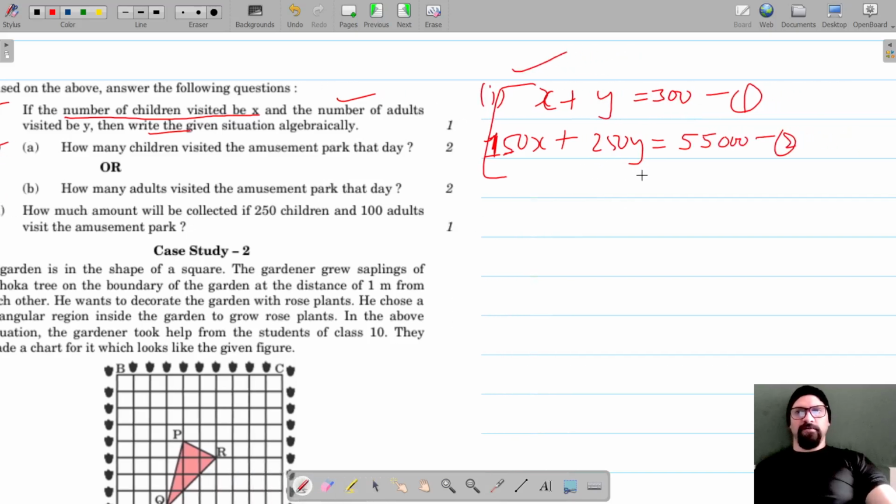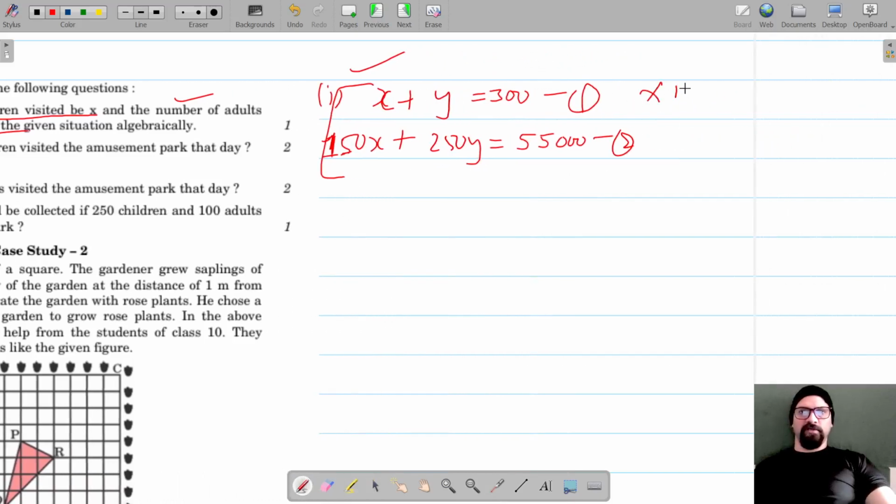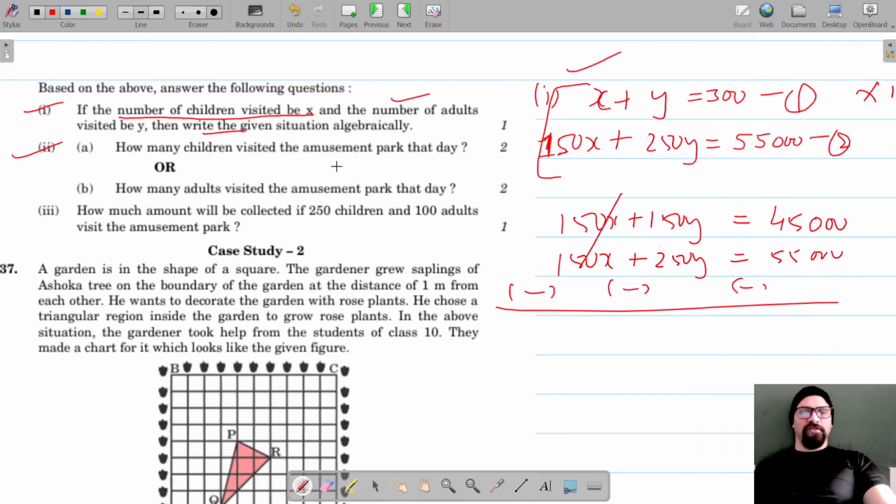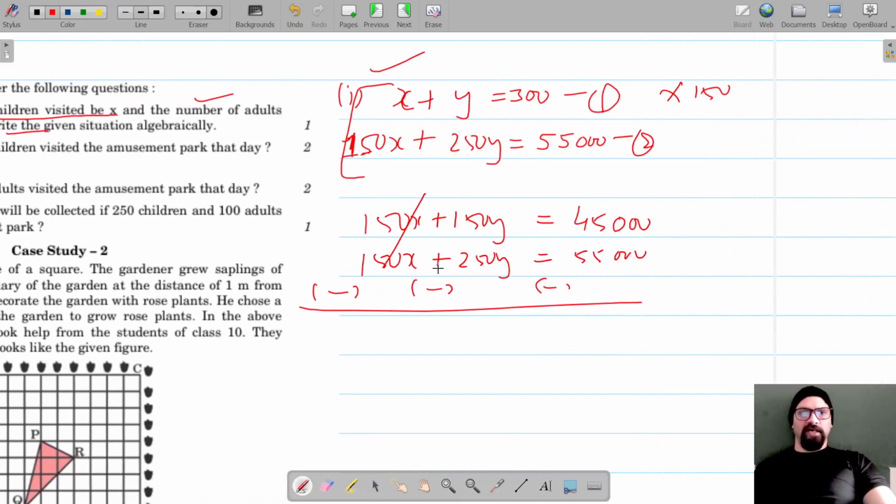If I multiply the first equation by 150, this is now 150x plus 150y, and 150 times 300 is 45,000. And the second equation is 150x plus 250y is equal to 55,000. This is the elimination method, and I'm going to find out how many adults, so first we find y.